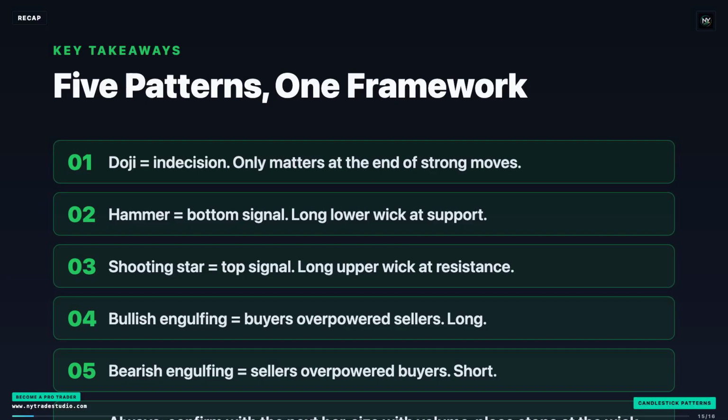Bullish engulfing flips the trend up. Yesterday's sellers were overpowered today. Bearish engulfing flips the trend down. Yesterday's buyers got ambushed. 3 rules apply to all 5. 1. Confirm with the next bar. 2. Size the trade based on volume. Heavy volume validates, light volume warns. 3. Place your stop at the pattern's extreme wick so risk is always defined.